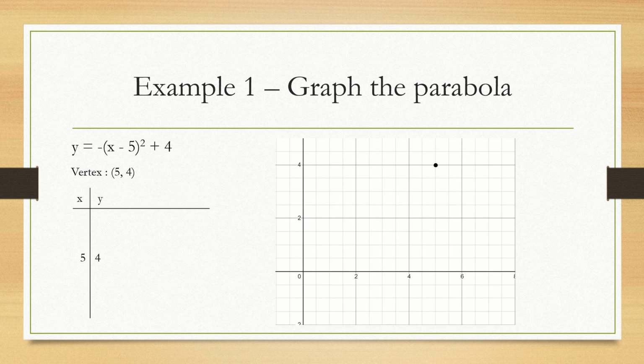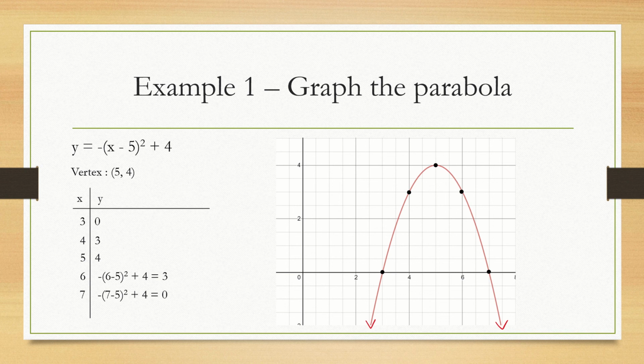We can also make our table right here and include consecutive x values. We can plug in 6 and 7 to get the y values. When we do that and evaluate, we get 3 and 0. Then we can use symmetry to find the y values when x is equal to 3 and 4. Once we have our points, just like we did in the last video, we plot the points and make our parabola. The new thing in this lesson is that if the coefficient of x squared is not 1, you have to factor it out.